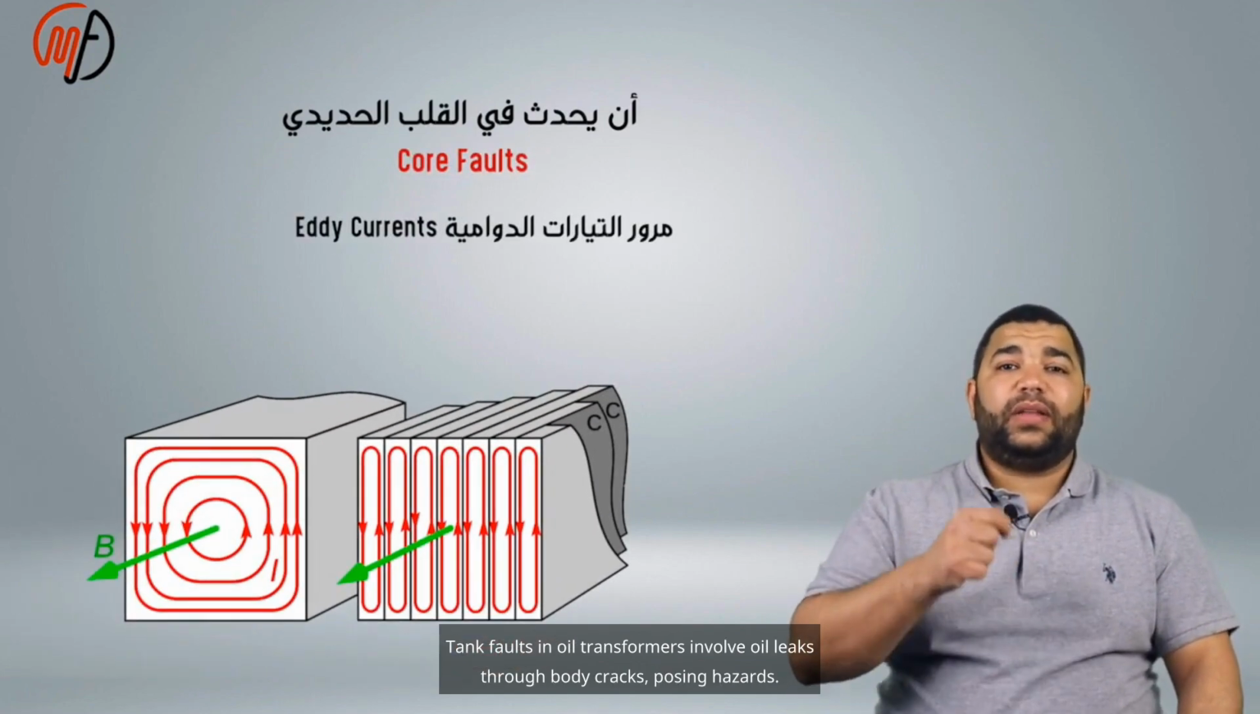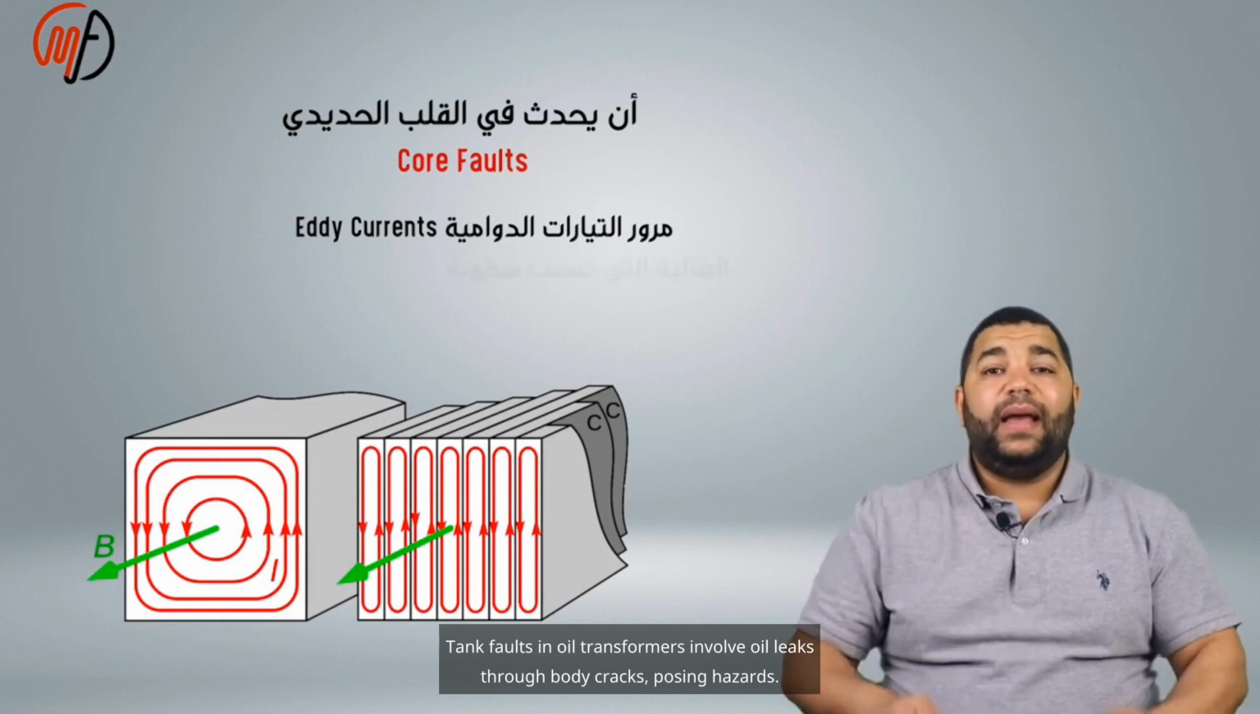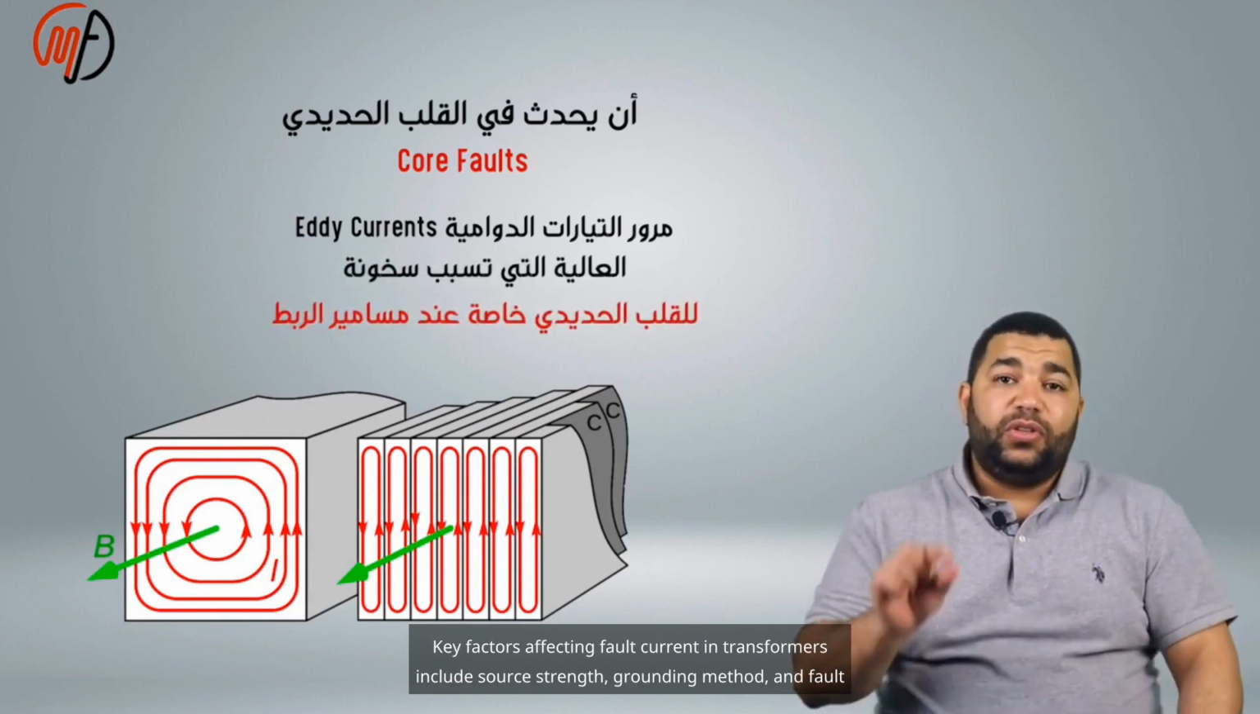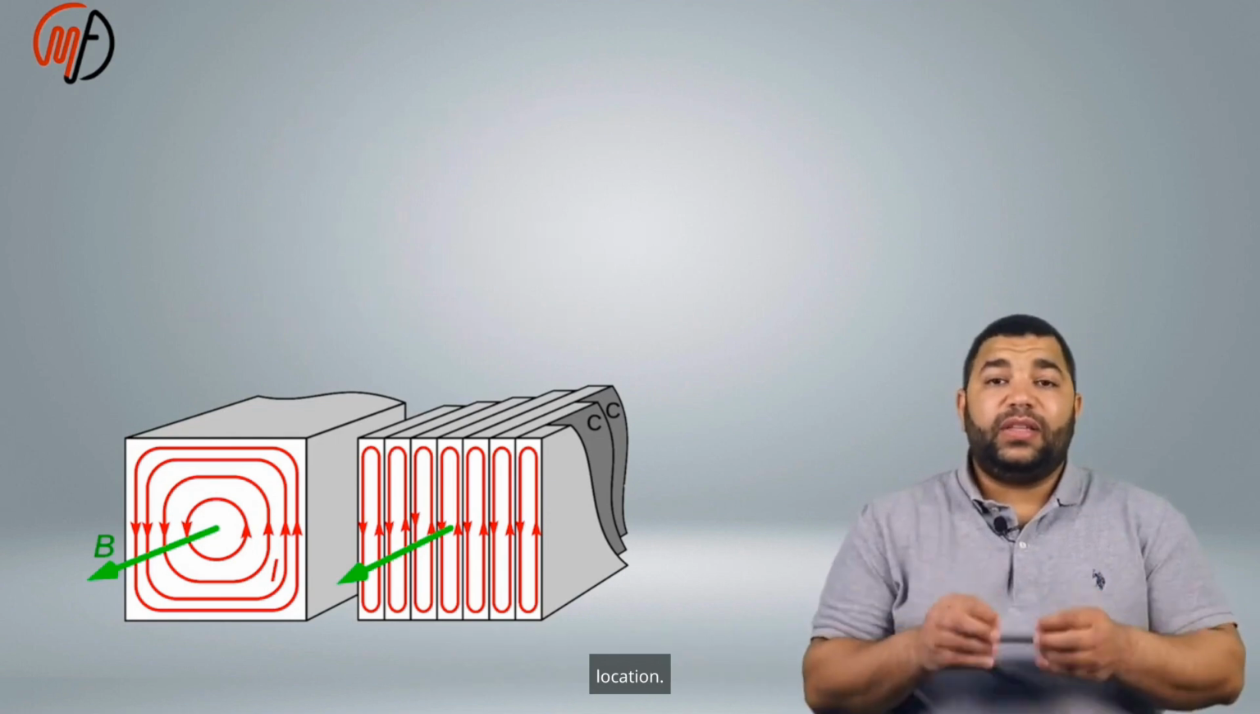Tank faults in oil transformers involve oil leaks through body cracks, posing hazards. Key factors affecting fault current in transformers include source strength, grounding method, and fault location.